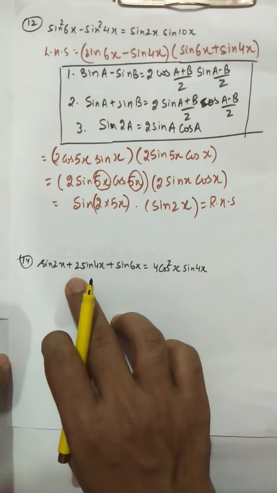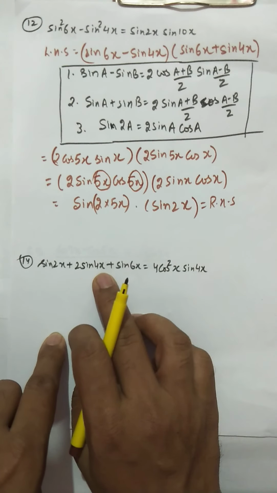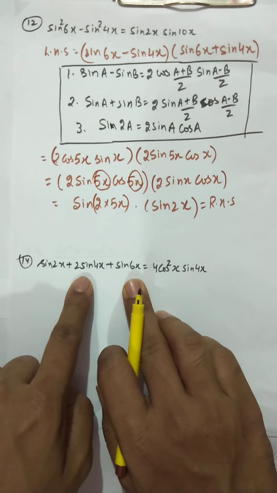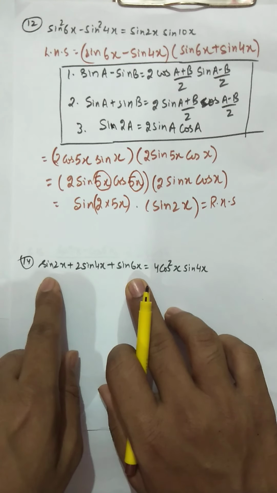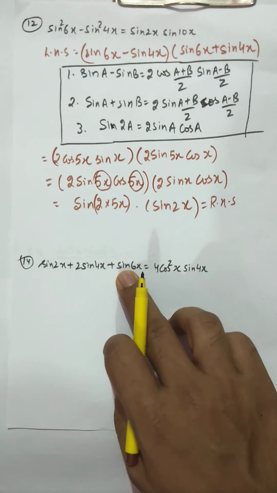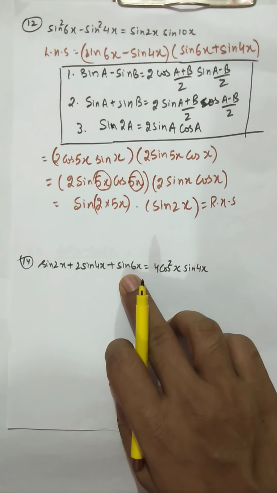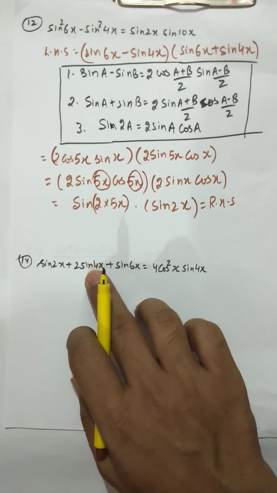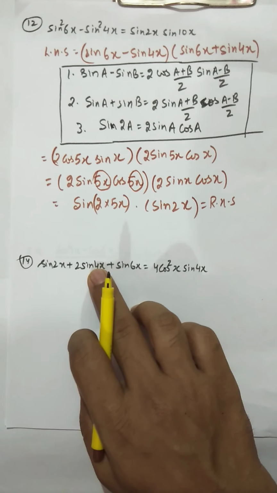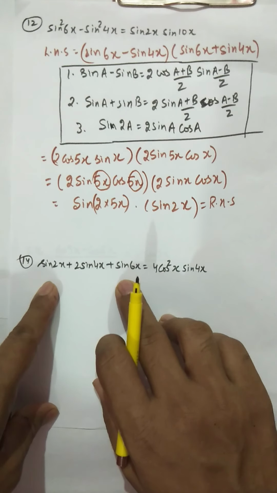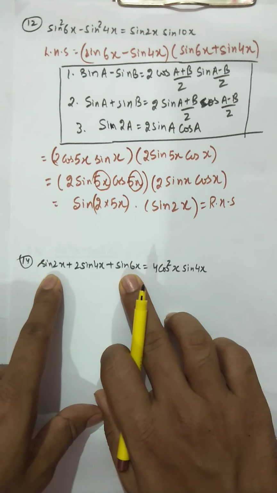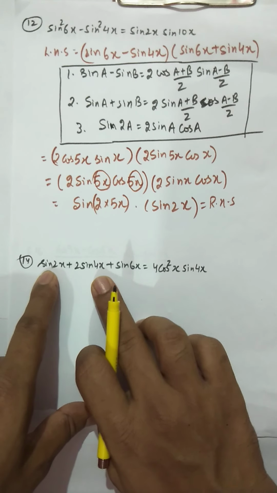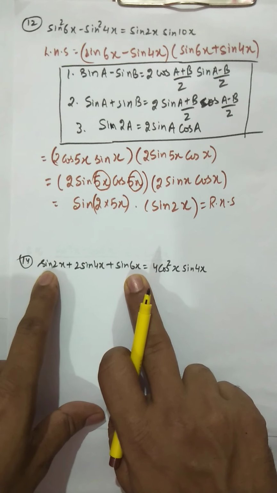Now come to this 14th question. This is sine 2x plus 2 sine 4x plus sine 6x. In this type of question, you have to remember one thing: you have to take two terms together in such a way that there is some common element. Like 2 sine 4x is there. Now it's my choice whether I take sine 2x and sine 6x, or I take 2 sine 4x along with sine 2x. So I'm taking these two together, sine 2x and sine 6x.